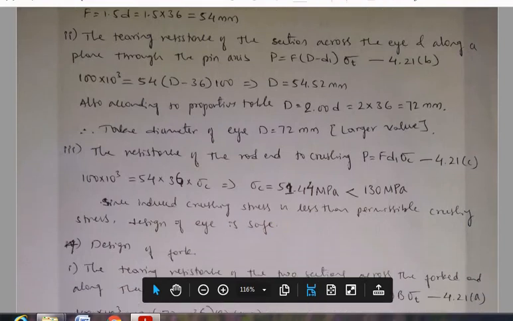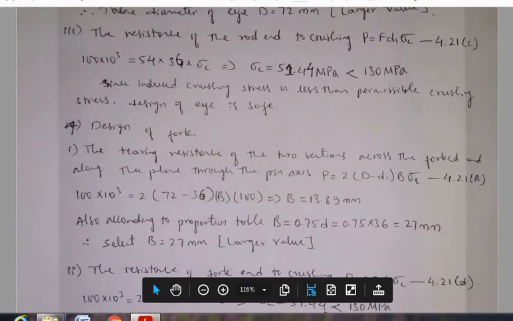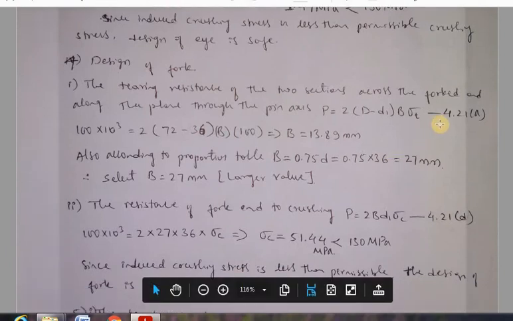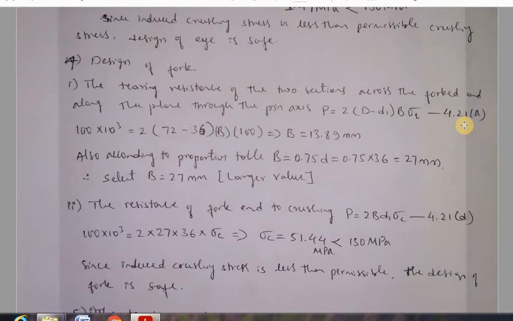Next, we'll move to the design of the fork. In this, from equation number 4.21a, the tearing resistance of the two sections across the fork and along the plane through the pin axis is given by T is equal to 2 into D minus D1 into capital B into sigma T.